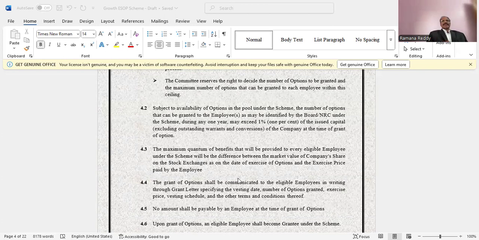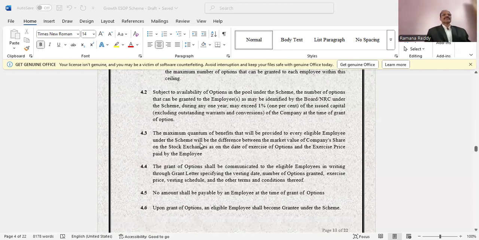So I'll explain you the benefit. What is the benefit of the employee? See, the benefit is the price difference. We will see what is the market price on the date when he is exercising and what is the exercise price. Suppose exercise price is the face value 10 rupees. The market rate is 100 rupees. Then 90 rupees is the benefit to the employee. So the maximum quantum benefit that will be provided to every eligible employee under the scheme will be the difference of the market value of the company share on the date of exercise of the options and the exercise price.